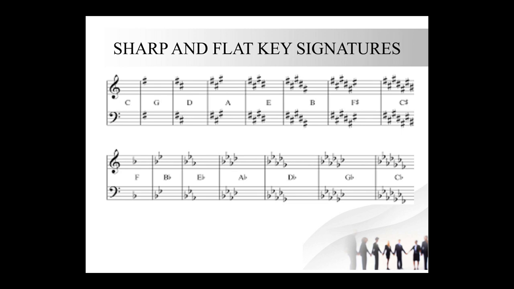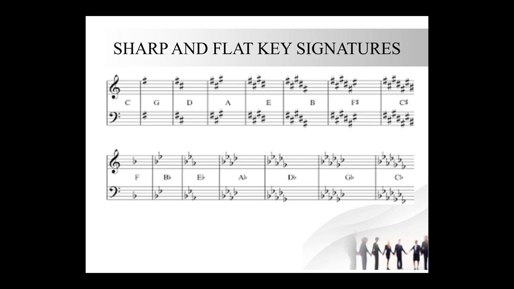So let me do a very quick one here. When it comes to enharmonic notes, enharmonic notes are notes with two different names but the same sound. So with the keys you saw there, C flat is the same as B. D flat is the same as C sharp. E flat is the same as D sharp. F sharp is the same as G flat. G sharp is the same as A flat. And then B flat is the same as A sharp.